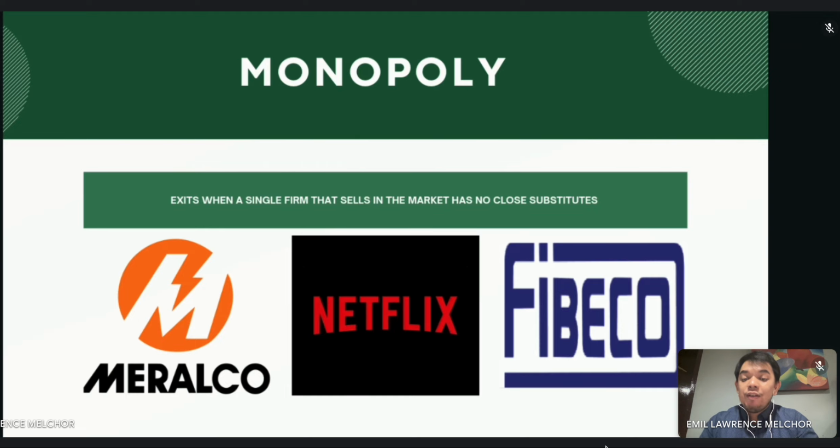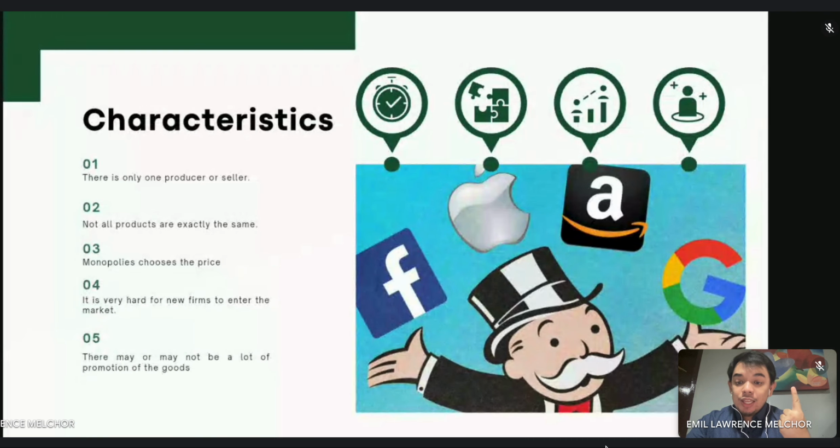Now let's go to the characteristics of monopoly. First, only some firms are powerful in the market. Second, not all products are exactly the same. Third, monopolies choose the price. So, of course, the monopolists can set the price on their own since they are the only ones to provide products or services alone, like what I said earlier. Fourth, it is very hard for new firms to enter the market. And the last characteristic of monopoly is that there may or may not be a lot of promotion of the goods.